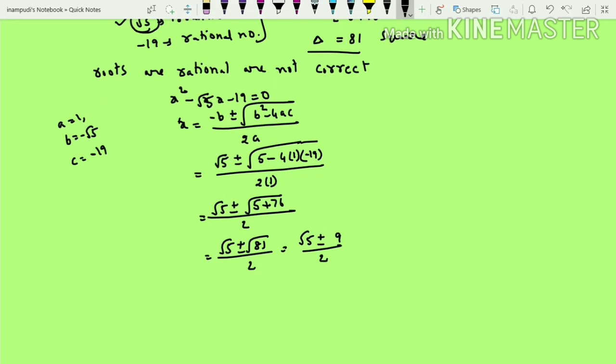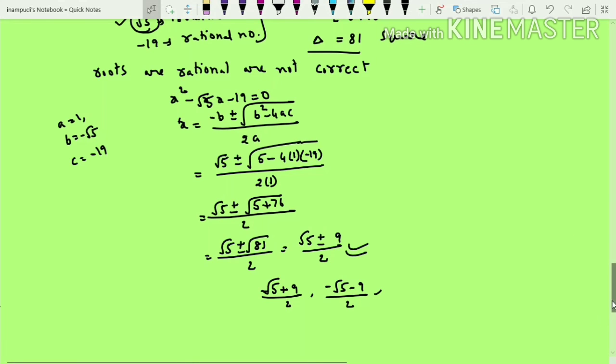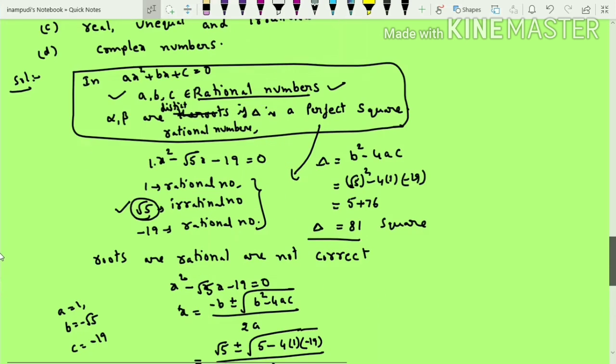So the roots are unequal. One root is root 5 plus 9 by 2, the other is root 5 minus 9 by 2. They are different, unequal, and also irrational. Real numbers include irrational numbers also, so these are irrational numbers.